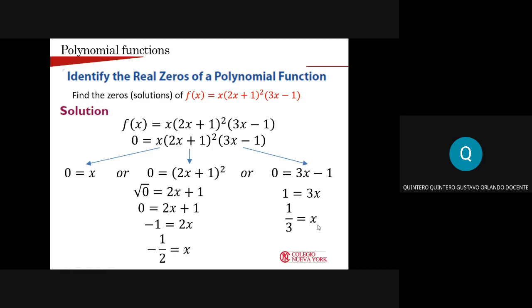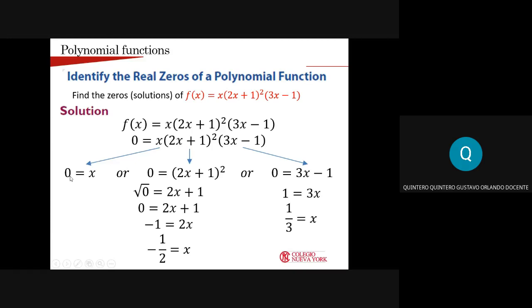Cool. Now we have our 3 solutions: 0, negative 1/2, and 1/3. Can the solutions be fractions? Sure. These are fractions. That is okay. Can the solutions be decimals? Sure. These solutions can be decimals sometimes. The solutions don't always have to be integers.